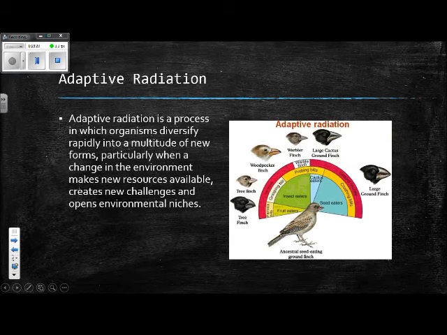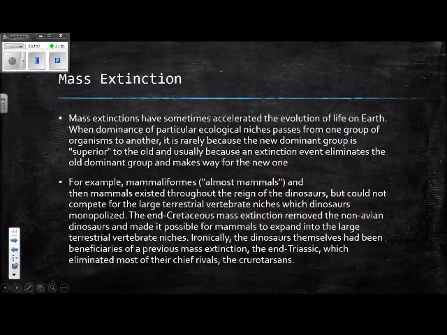Okay, adaptive radiation is a process in which organisms diversify rapidly into a multitude of new forms, particularly when a change in the environment makes new resources available, creates new challenges, and opens environmental niches. So again, these are Darwin's finches. The different finches' beaks evolved depending on the food source that was available to them. Am I almost done? Okay, mass extinctions.